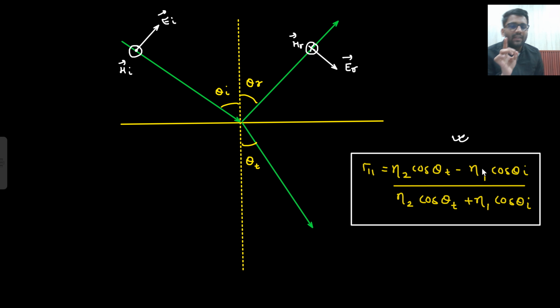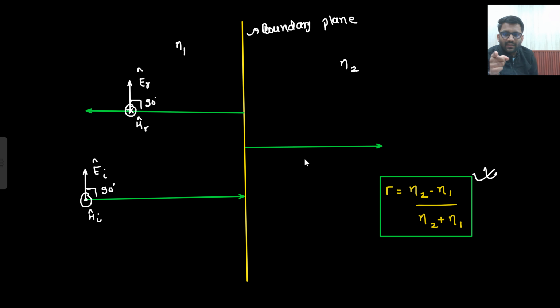Now the thing is, I made this formula considering that the directions which I am assuming are correct. But if I get the value of gamma to be negative, that means the direction that I assumed is not correct. The actual direction is the opposite direction. Are you getting this point? If you remember this from normal incidence, let's say I am getting gamma as minus 0.5. That means I assumed that incident and reflected electric field are in the same direction.